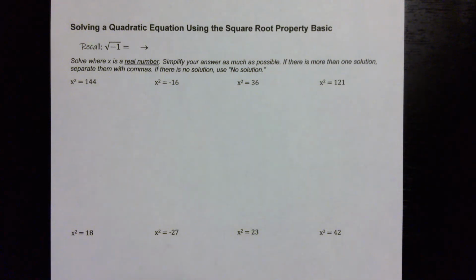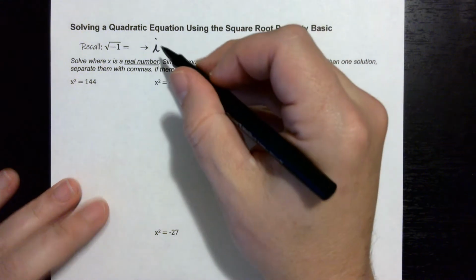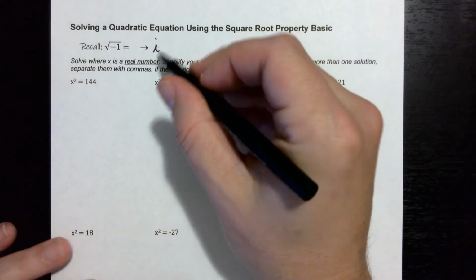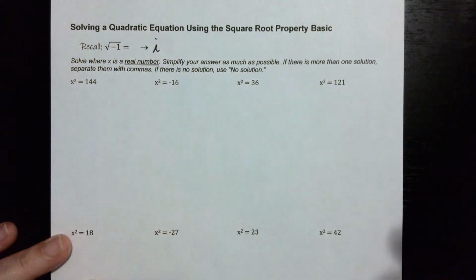In this video, I'll be talking about solving a quadratic equation using the square root property. Recall that the square root of -1 is equal to i, and when you're dealing with i, that's complex numbers. They're not real numbers. And this says solve for x, where x is a real number.